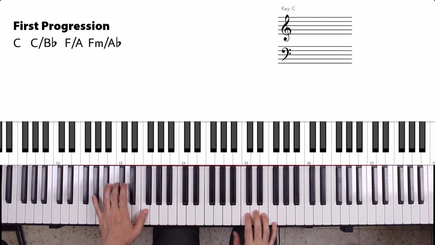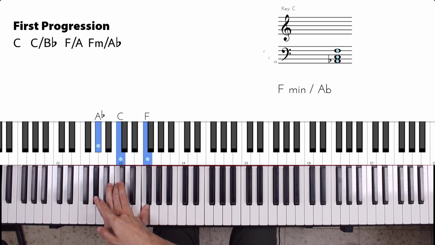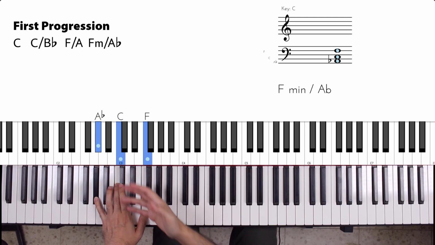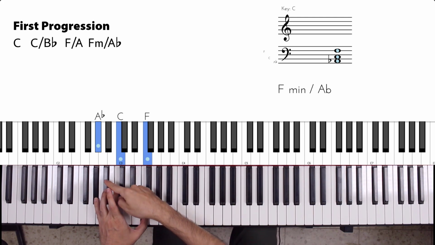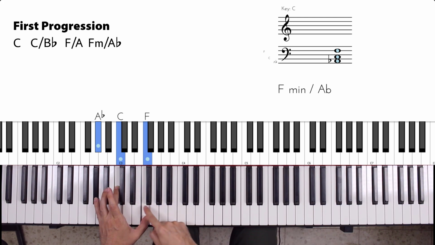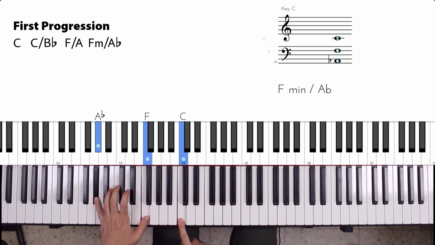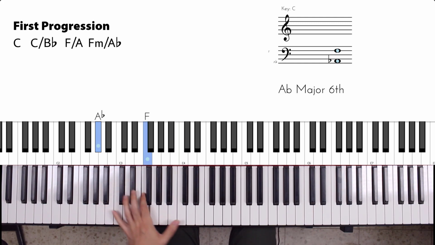And then finally, for the F minor over the bass of A flat, again, make sure that the A flat is in the particular form of the F minor chord you're playing. This chord is made out of A flat, C, and F. Take the middle note, C, move it up an octave. And here's your arpeggio.